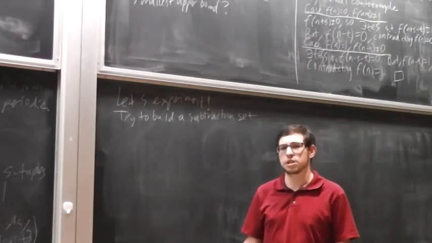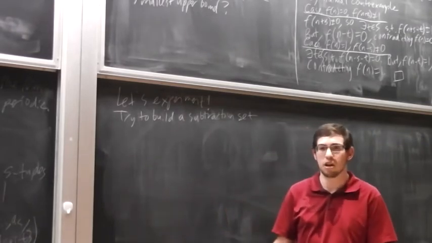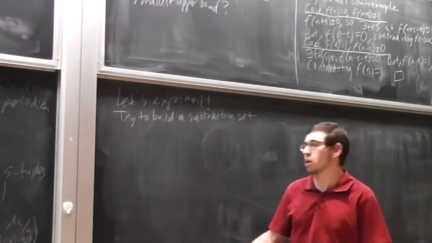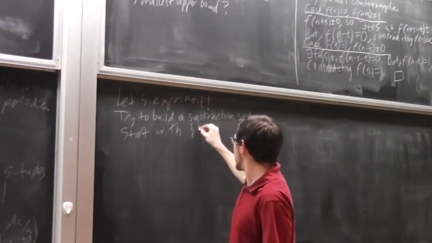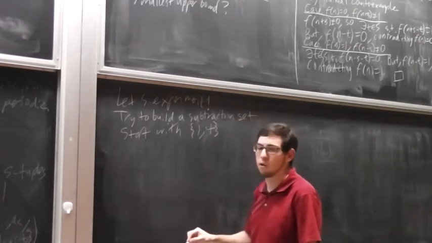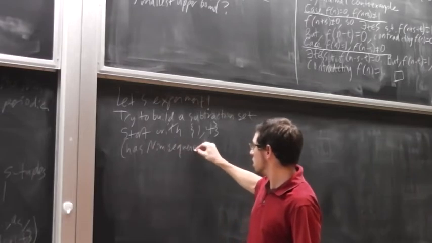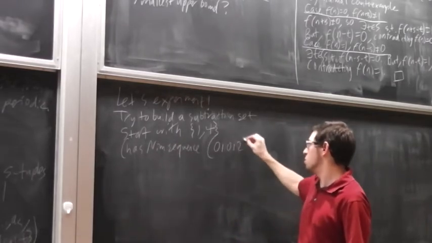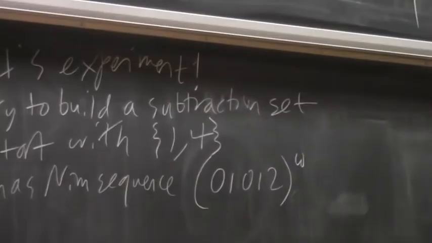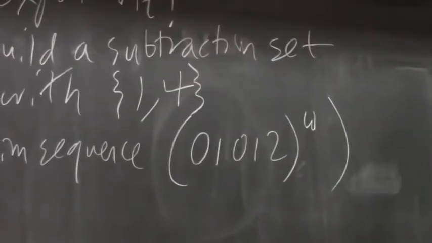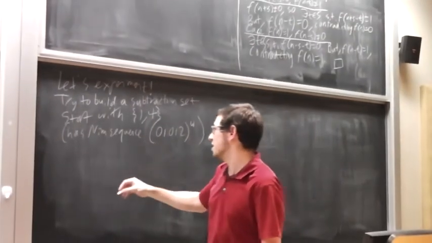And throwing in 3 seems counterproductive just because the nim sequence of {1, 3} is the same as the nim sequence of {1}. So we're going to start with {1, 4}. And {1, 4} has nim sequence 0, 1, 0, 1, 2, and I'm going to borrow this notation from combinatorics on words to denote you take this and repeat it forever. So we have this nim sequence with {1, 4}. So let's try a greedy algorithm to extend this.